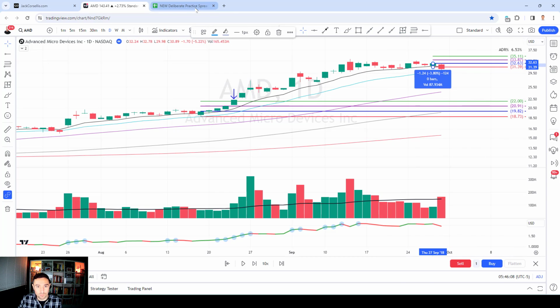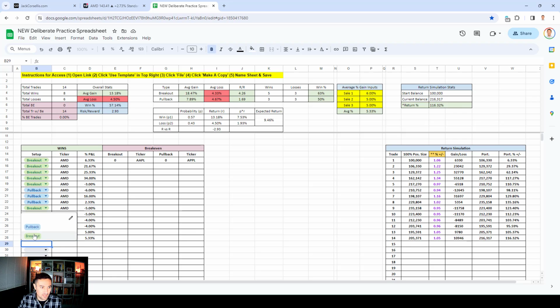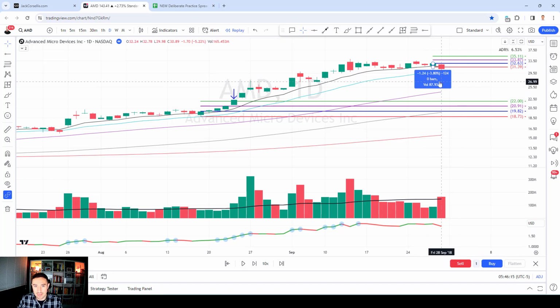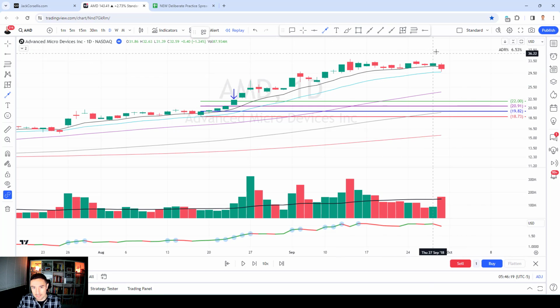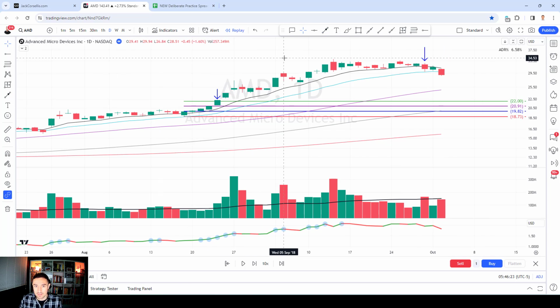Okay, 4%, and that's going to be a breakout. So we go here, we go breakout, we go AMD, and we go 4% like that, and that's going to be an exit for 1/3 because it closes below the black line. 1/3 exit there for this entry that we had down here. Then a close below the blue line, so that's going to be the other exits.